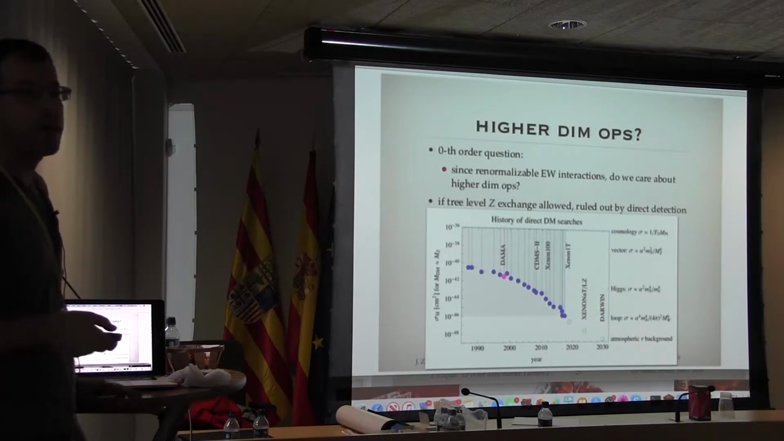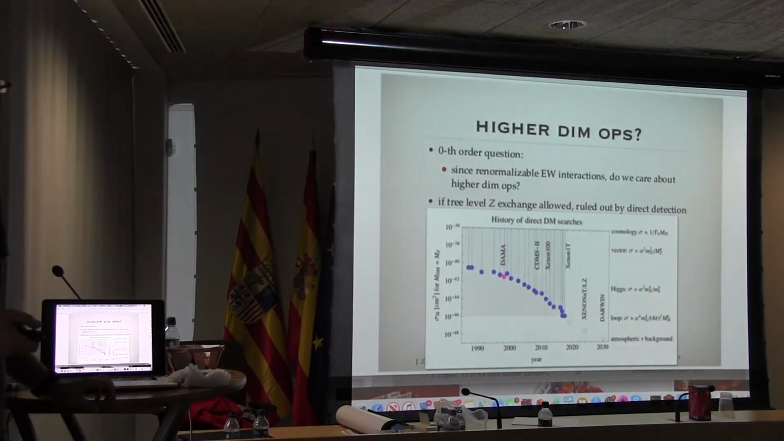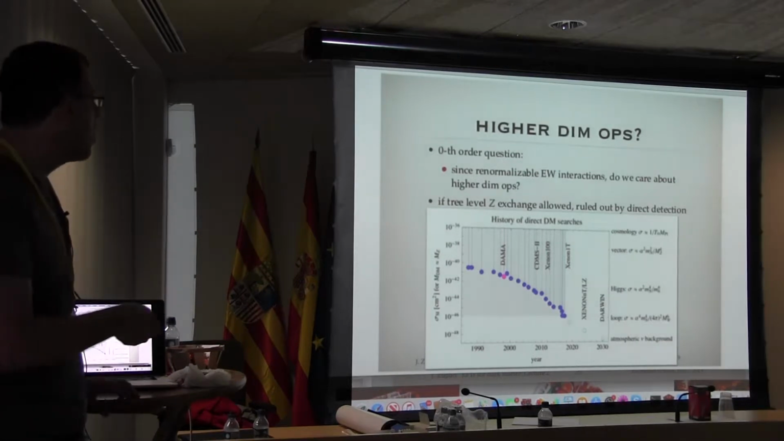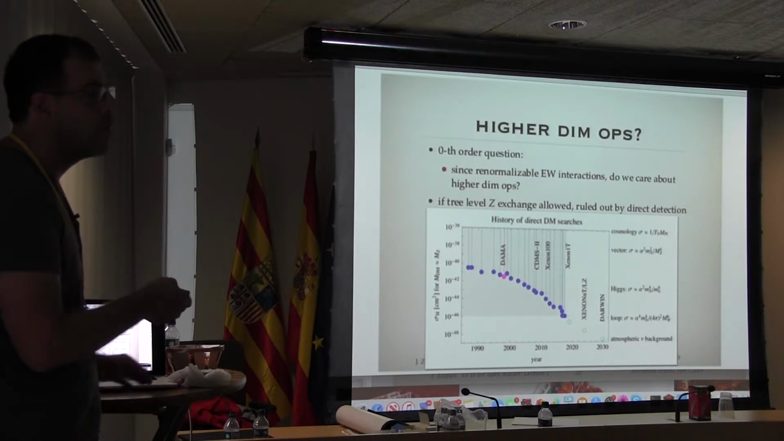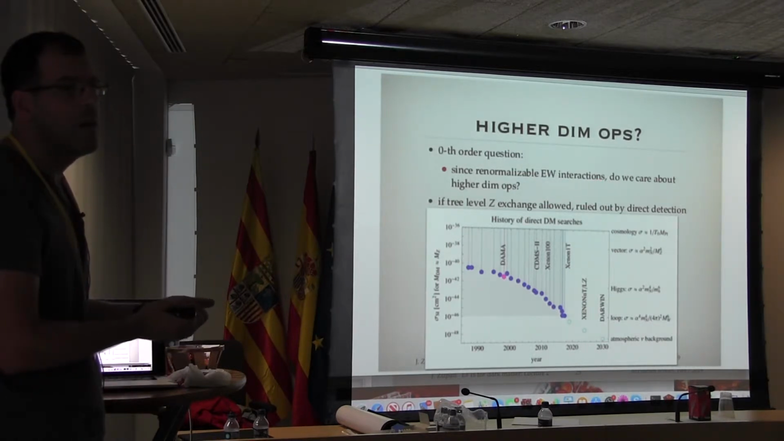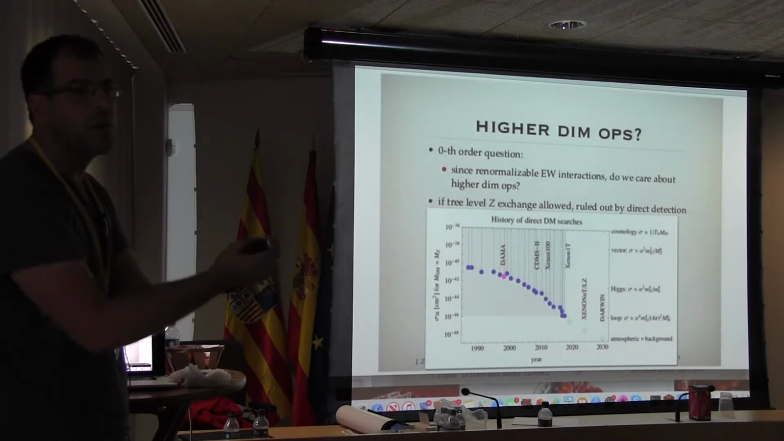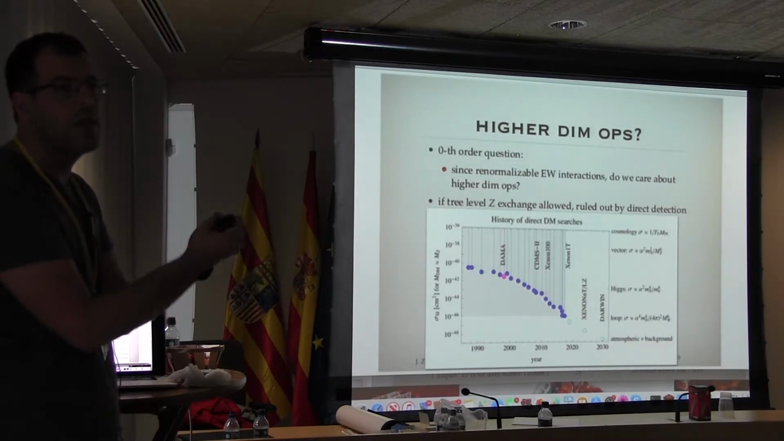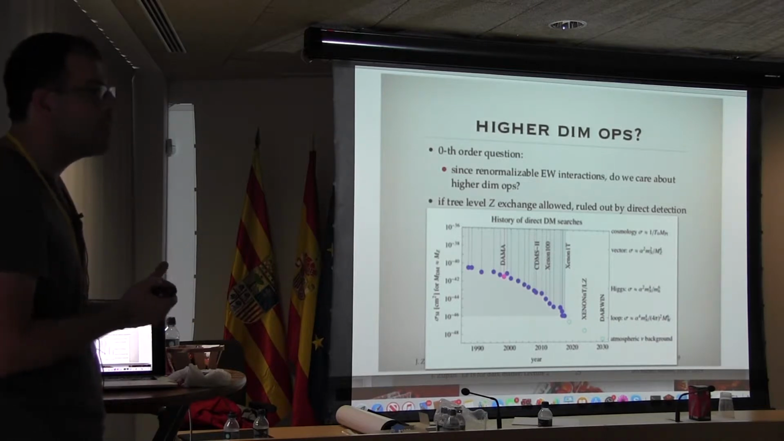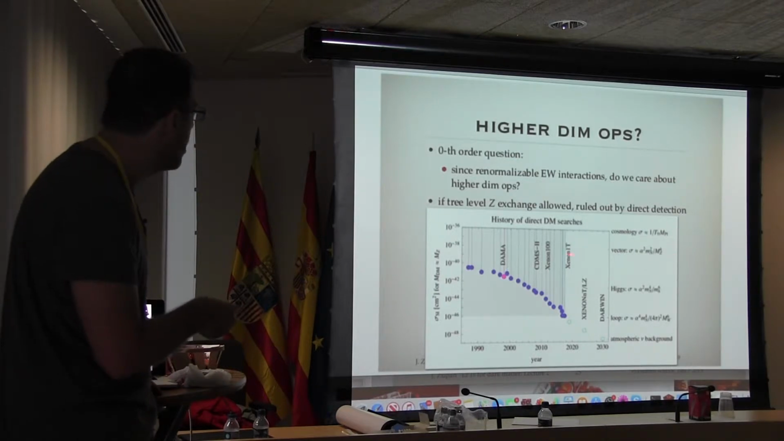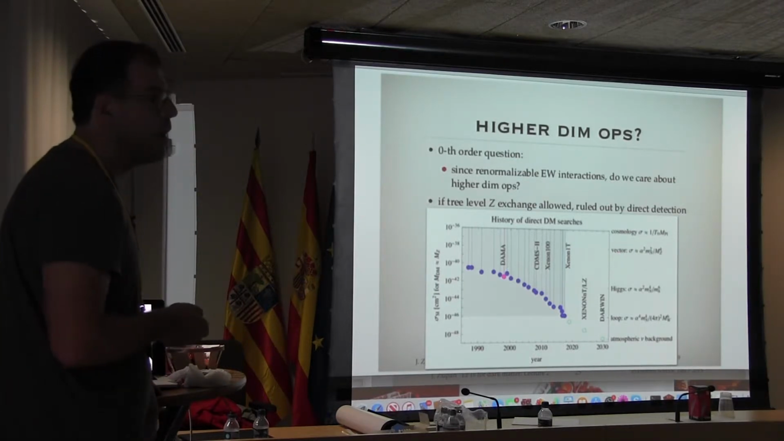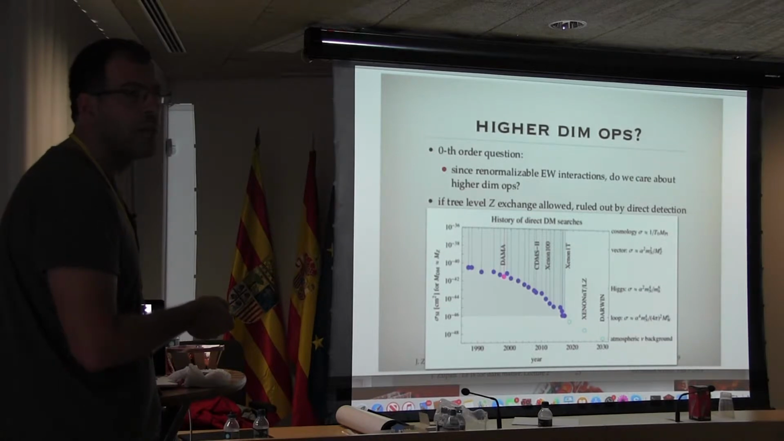Alright, so I didn't get the question, but I will answer this question nevertheless. Am I completely crazy if I'm considering these higher dimensional operators, because I do have renormalizable electroweak interactions? Usually the renormalizable interaction will give me the leading contribution. It's dimension 4, so it's less suppressed than dimension 5 and dimension 6. The reason is experimental, phenomenological. We know that if I have just a tree-level Z exchange, this was excluded in direct dark matter detection.